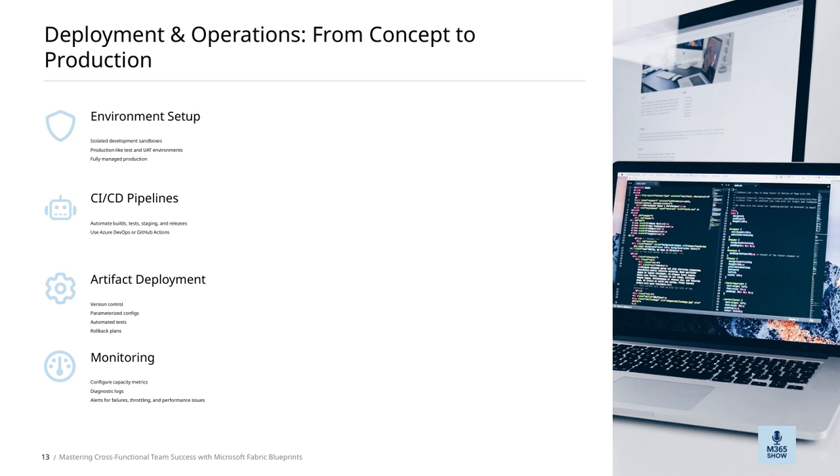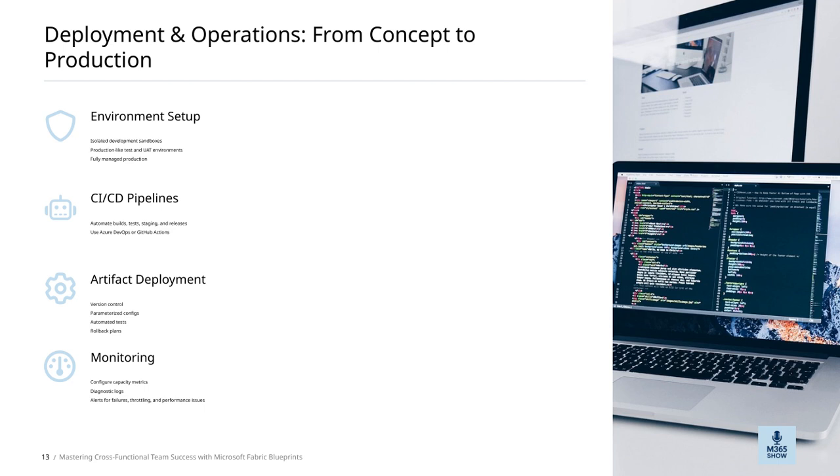Another important part is version control, which allows us to track changes and collaborate smoothly across teams. Parameterized configurations enable us to adapt deployments to different environments without rewriting code. Automated tests are crucial for verifying our changes before they go live, and rollback plans give us a safety net if something doesn't work as expected.